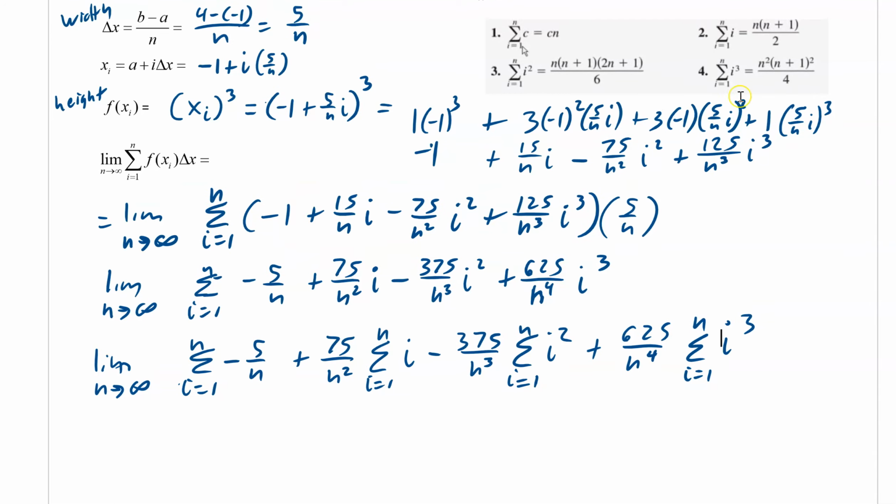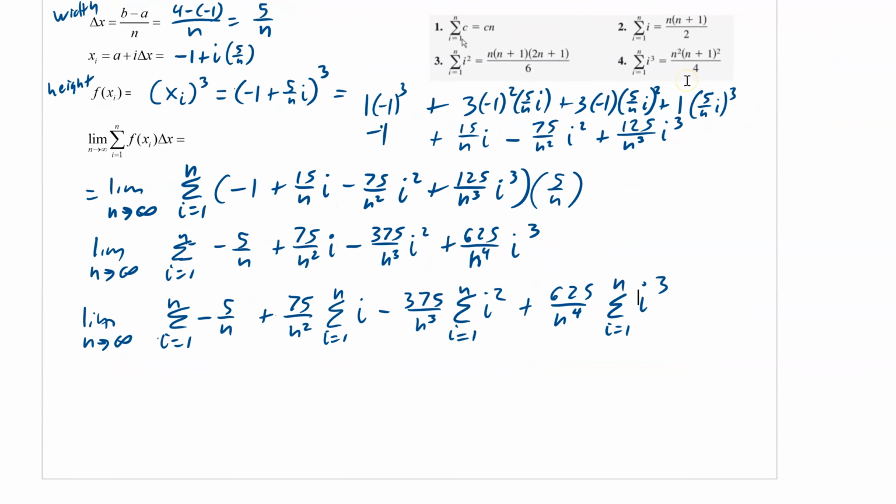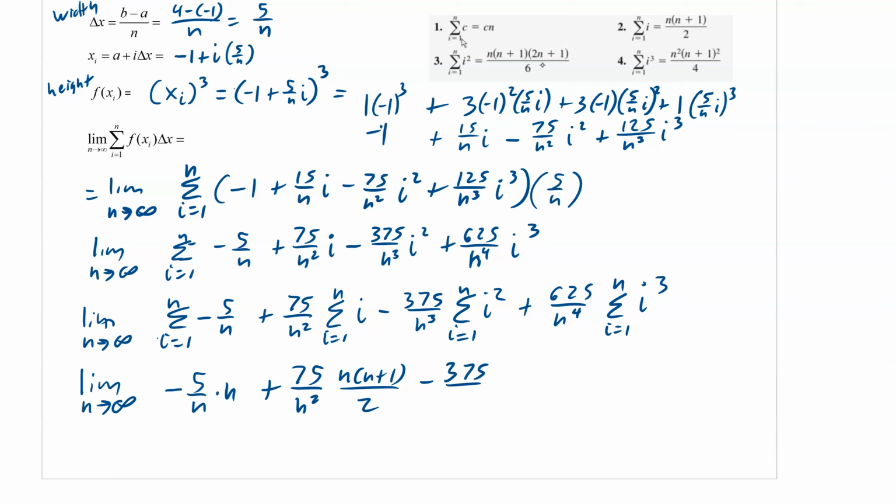Okay, now we can just use our formulas. And I'm going to show you some tricks here to make this a little bit cleaner and quicker so you don't have to do as much algebra. So the first one is just our constant. So you see the constant here, we just multiply them together. So that's Cn. So this would be negative 5n times n plus. And then now we just write our formulas. What's the one for i? It's n plus 1 over 2. And then this one is n plus 1, 2n plus 1, all over 6.